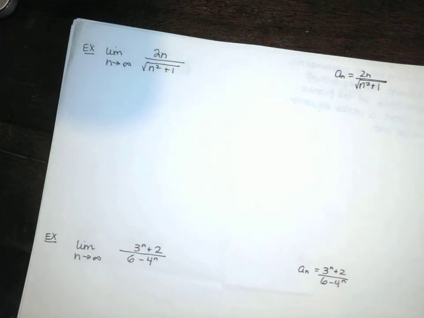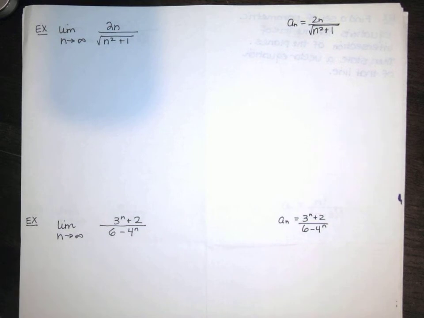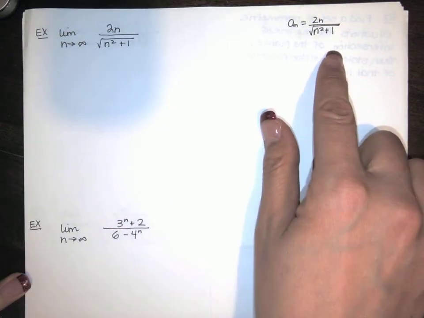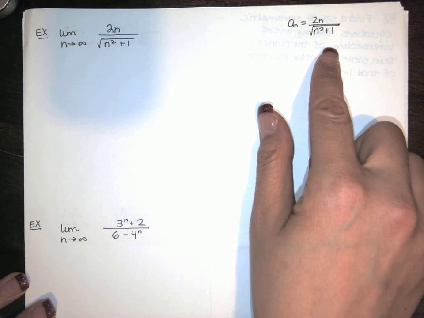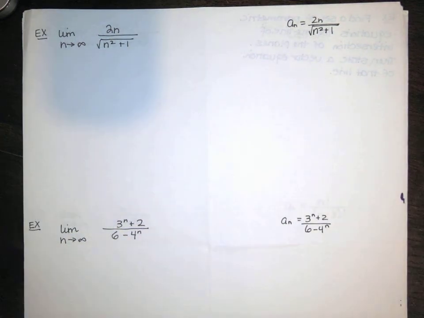I think I just want to do a few more examples, and then we'll wrap up this video. Okay, so let's say this is our sequence. Someone says, determine whether this sequence converges or diverges. You say, I would love to, but look at that square root.